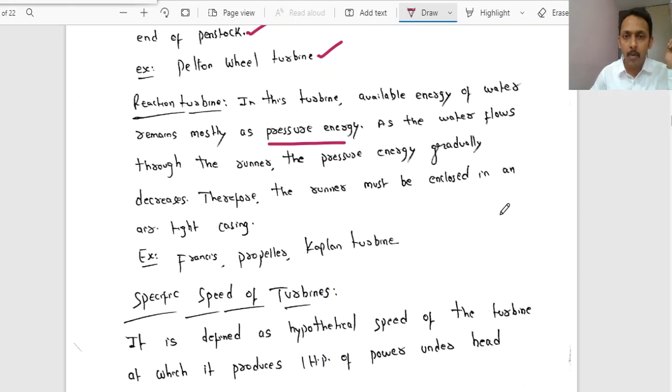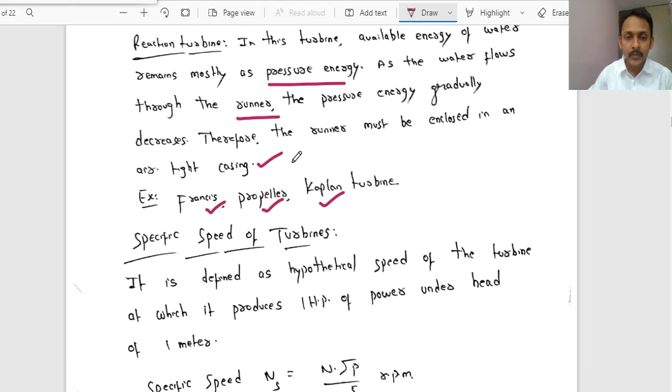Will remain in the form of pressure energy. Now as the water flows through the runner, the pressure energy will be gradually decreased, and therefore the runner must be enclosed in an airtight casing. Examples are Francis turbine, propeller turbine, Kaplan turbine, which will come under a reaction turbine.